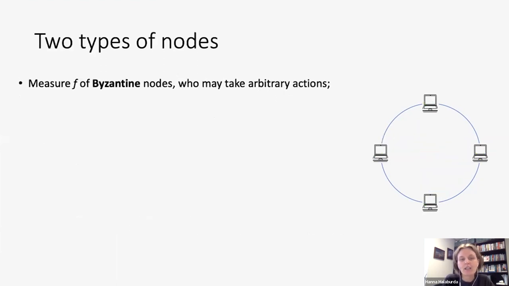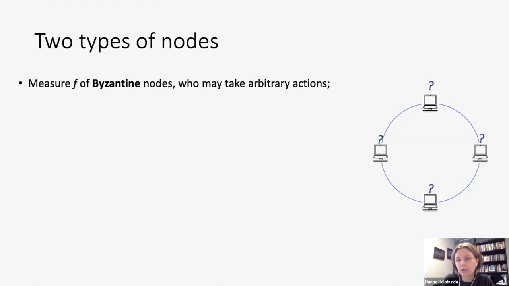The problem is that a measure F of the nodes are Byzantine, and they may take arbitrary actions. They may not forward at the same rate. They may withhold messages, or they may send many more messages. And they may spoil our protocol achieving consensus.